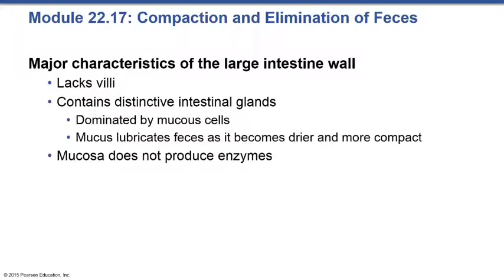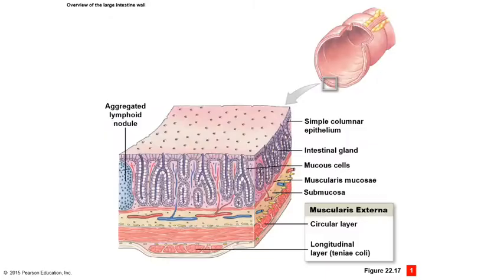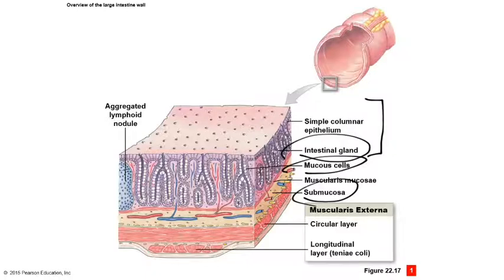The mucosa here does not produce any enzymes. Again, all of the digestive processes as far as breaking down and absorbing nutrients has already been done previous to this. So what you'll notice is that we're back to a simple columnar epithelium. There are some of these intestinal glands along the way with lots of mucus producing cells. There's still what we're expecting, the submucosal layer, the muscularis, that hasn't changed. And then of course, we have on the outside a serosa or an adventitia.